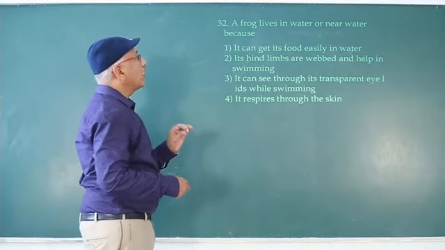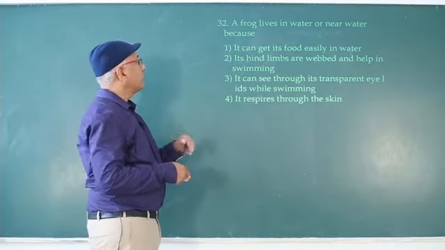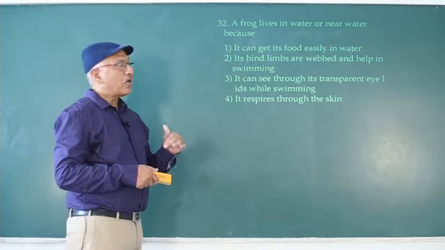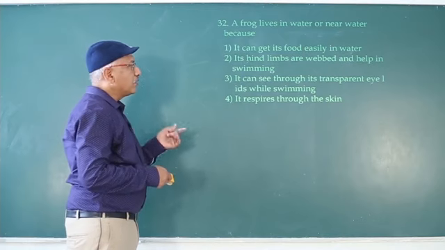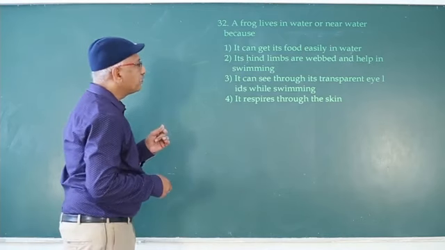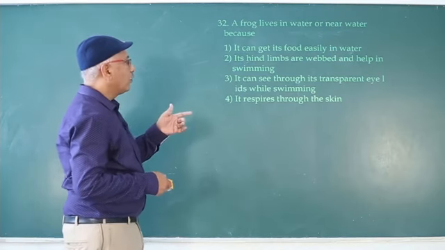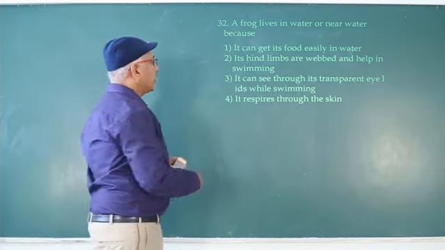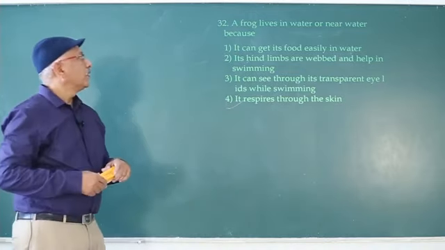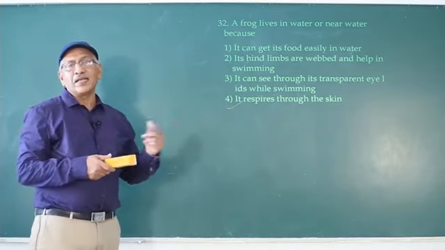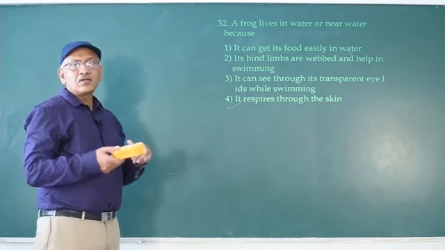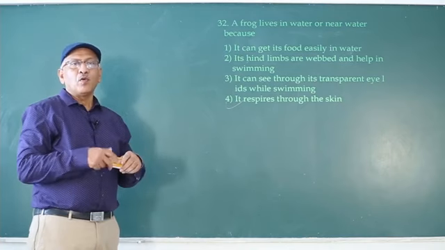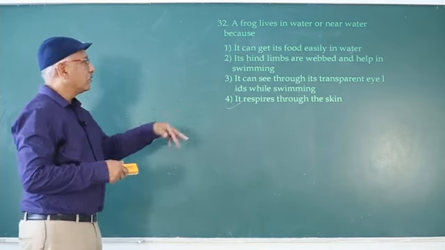A frog lives in water or near water because it can get its food easily in water. Its hind limbs are webbed and help in swimming. It can see through its transparent eyelids while swimming. It respires through the skin, that's why it lives in water or near the water. It also absorbs water. Frog never drinks water; water enters the body through the skin. So the answer is fourth.